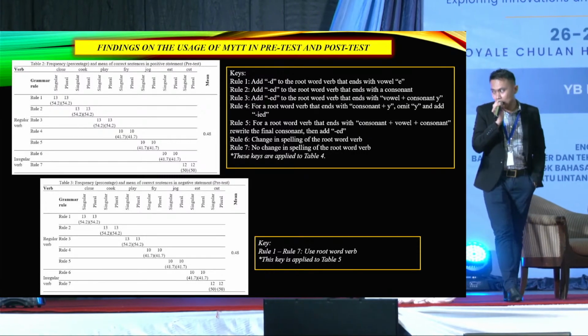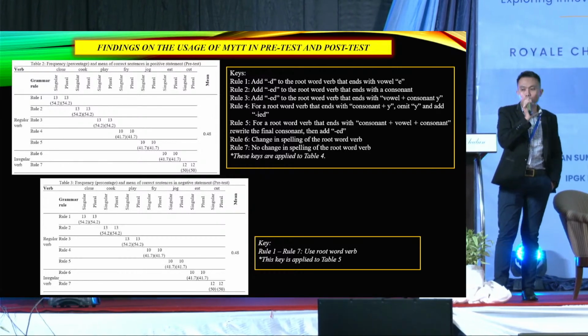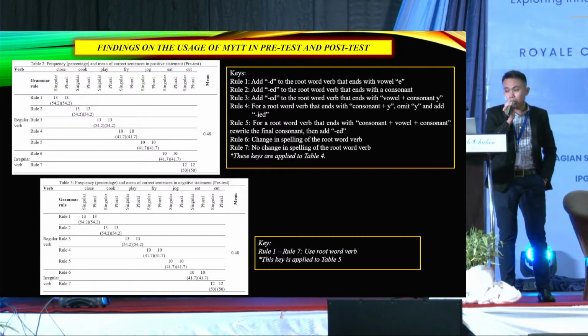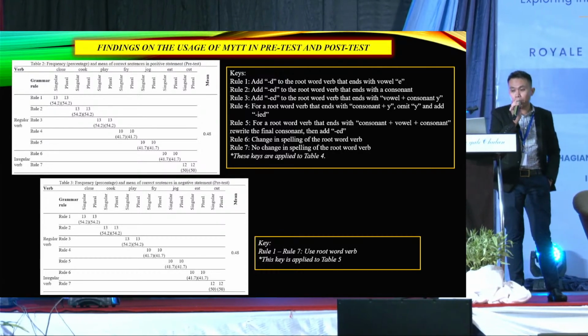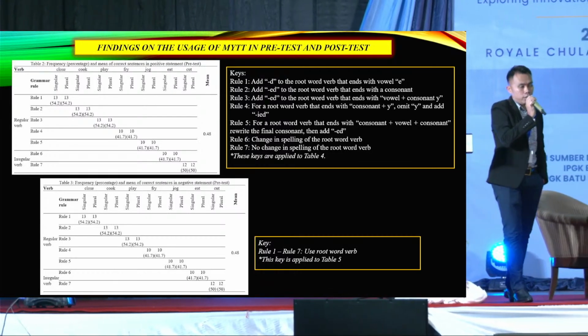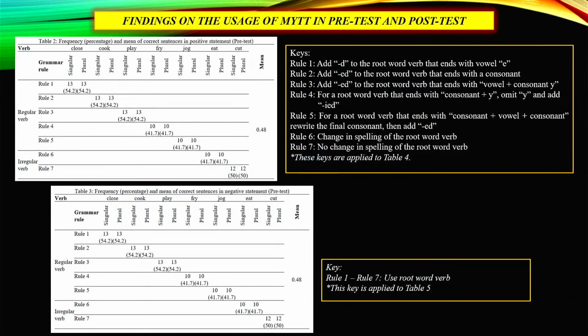Okay, so these are the verbs which I have listed for my kids, year 4 students. There are 5 regular verbs: close, cook, play, fry, and jog. And the irregular verbs were eat and cut. There are keys there: rule number 1, rule number 2, rule number 3, rule number 4, rule number 5, 6, and 7.